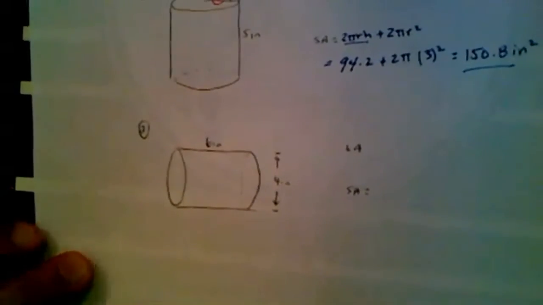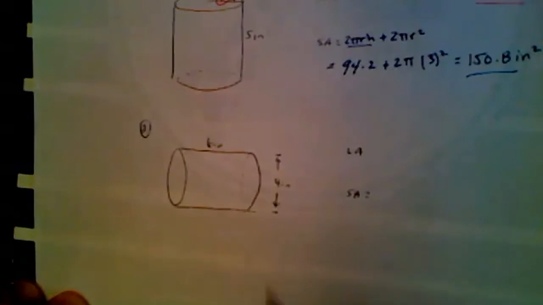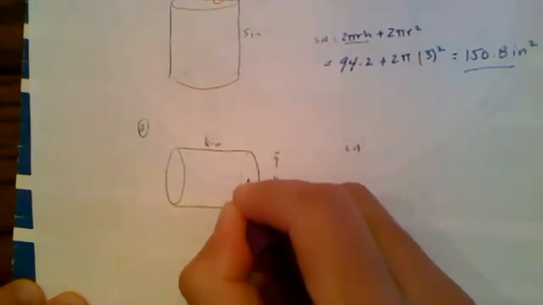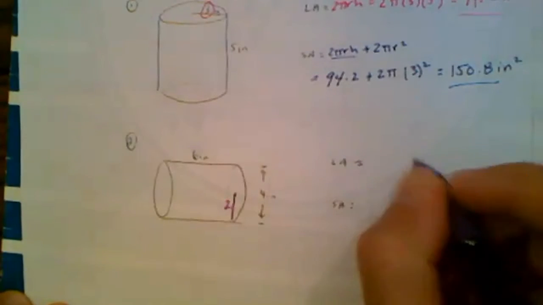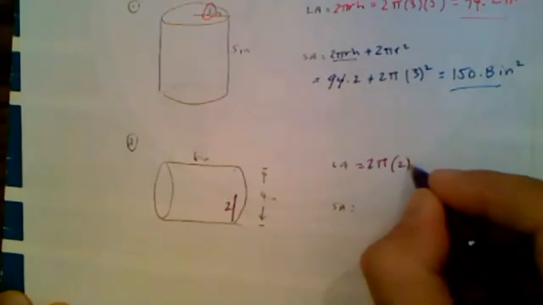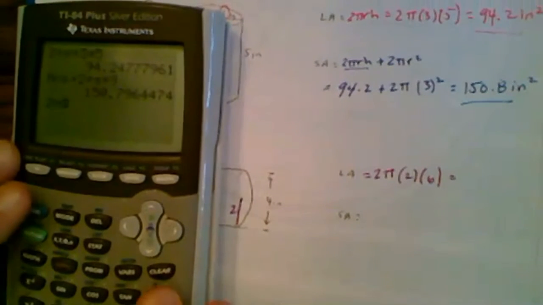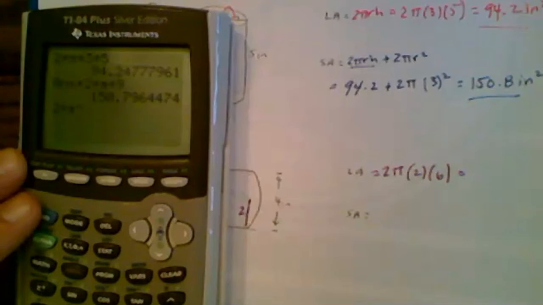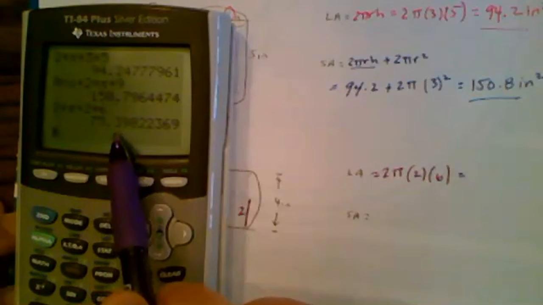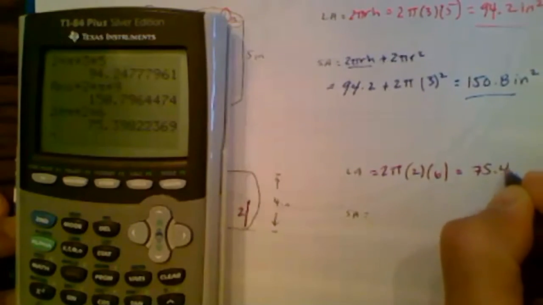So that's one problem. Here's another problem down here. So now I have a diameter instead of radius. Well, if the diameter is 4, that means my radius is going to be half of that, or 2. So now using 2 pi r h would be 2 pi. My radius is 2, and my height is 6. Plug it all in. 2 times pi times 2 times 6. So again, that'll be 75.3, but there's a 9 behind it, so I have to go up to 4. 75.4 inches squared.